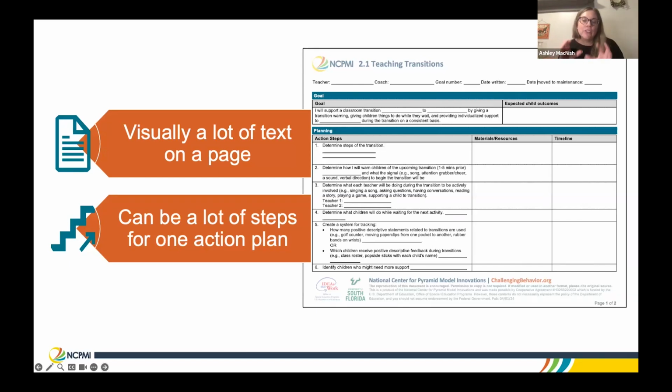I do have a question, like a logistical question, Sarah. Just, I think in the menu. Oh, never mind, Megan is answering that in the chat. But like, what do the numbers mean? Like, so 2.1 teaching transitions. Is that linked to something?